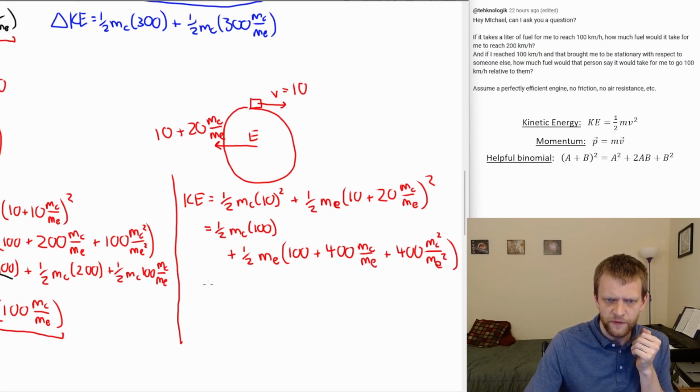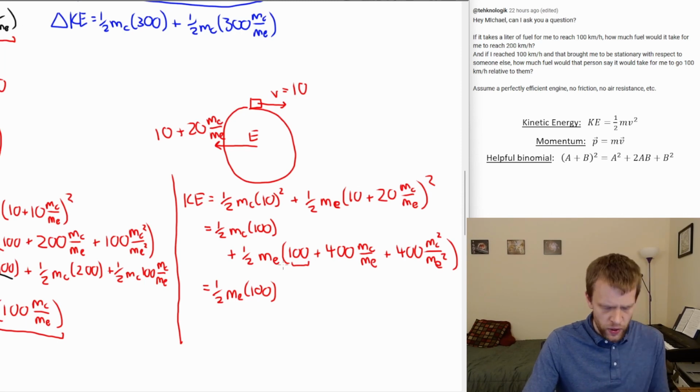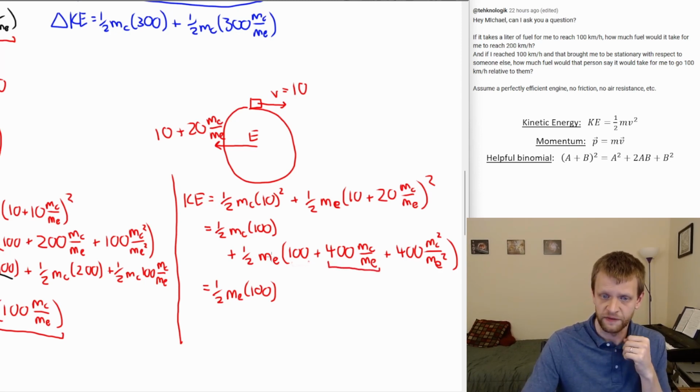Well, let's see if we can combine some terms. I've got 1/2 times the mass of the Earth times 100, so I've got this term taken care of here. When I do this term here, let me highlight which term I'm looking at, I'm going to get 1/2 times the mass of the Earth times 400 mass of the car over mass of the Earth. The mass of the Earth is going to cancel out in that term. So that's going to give me 1/2 times the mass of the car times 400.